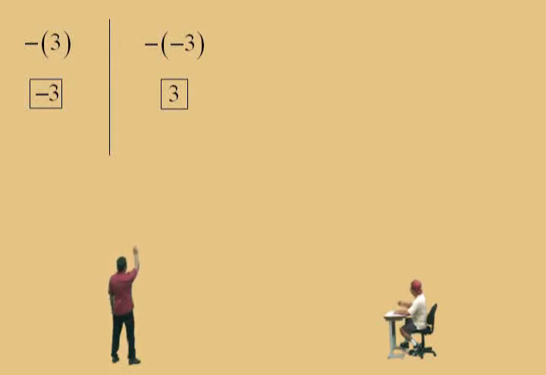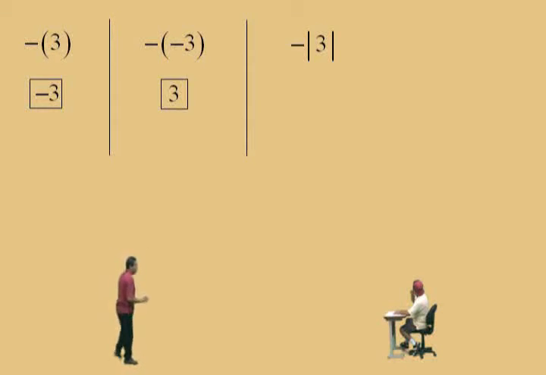All right, now be careful with this one. This is the opposite of the absolute value of 3. The first thing you have to do is evaluate the absolute value. Remember, order of operations never talked about absolute values, did it? Order of operations was parentheses, exponents, multiplication and division done in order working left to right, and then addition and subtraction done in order working left to right. That was order of operations.